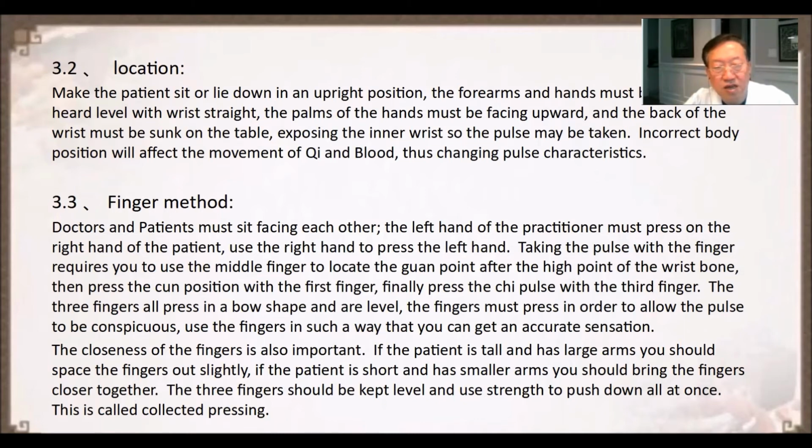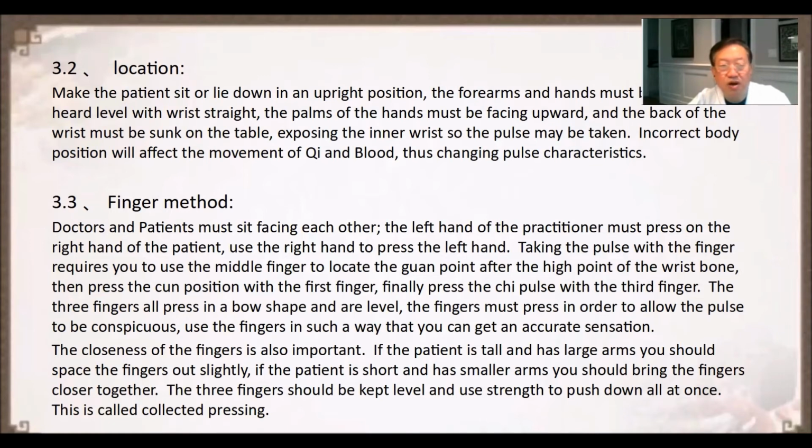Finger method. Doctors and patients must sit facing each other. The left hand of the practitioner must press on the right hand of the patient. Use the right hand to press the left hand. Taking the pulse with the finger requires you to use the middle finger to locate the Guan point, the high point of the wrist bone. Then press the Cun position with the first finger. Finally, press the Chi pulse with the third finger. The three fingers all press in a bow shape and are level.